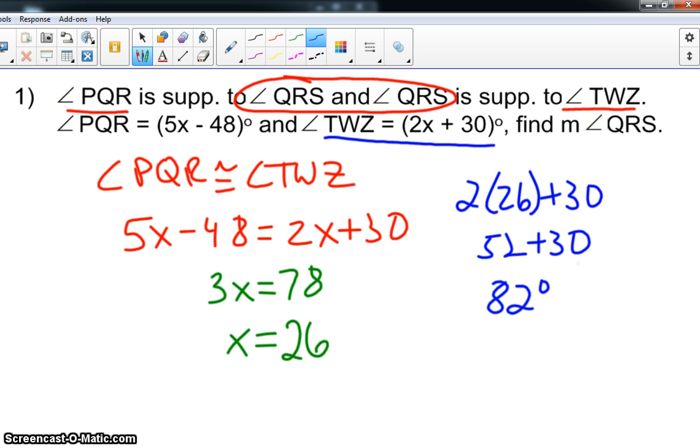We then need to double check to answer the question. It says find the measure of QRS. We know that angle QRS is supplementary, so we can find that the measure of angle QRS is 98 degrees.